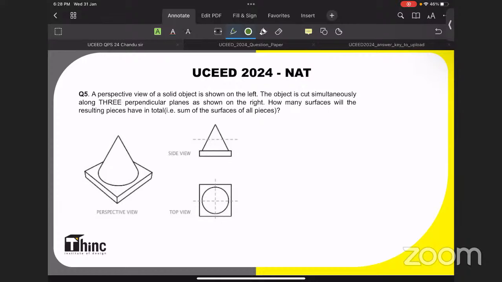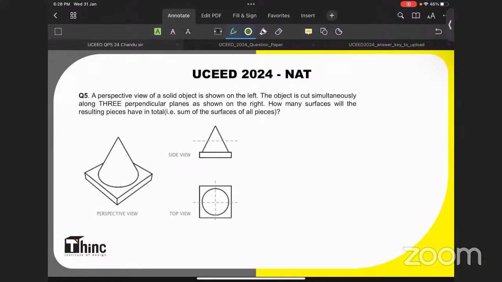So solve this question. The perspective view of a solid object is shown on the left. The object is cut simultaneously along three perpendicular planes as shown. How many surfaces in total will the resulting pieces have? That is the sum of the surfaces being asked in this question.